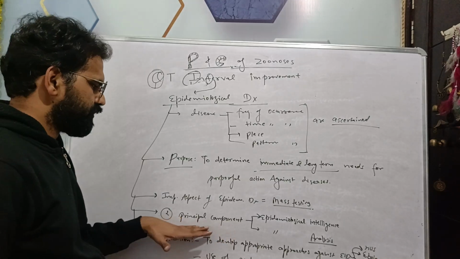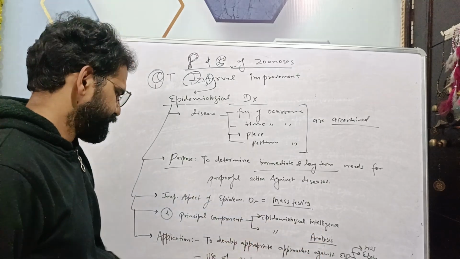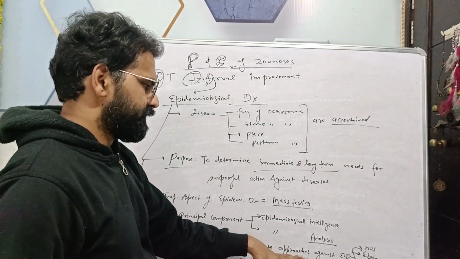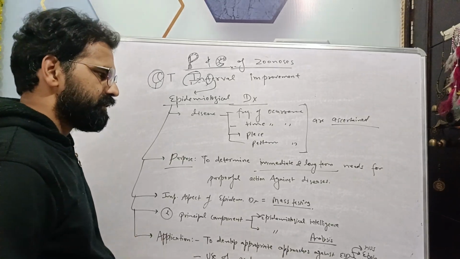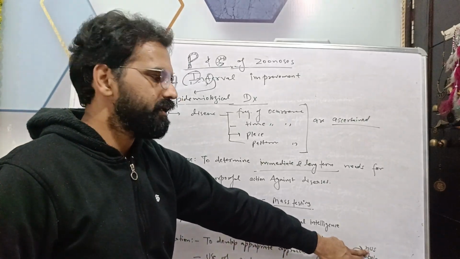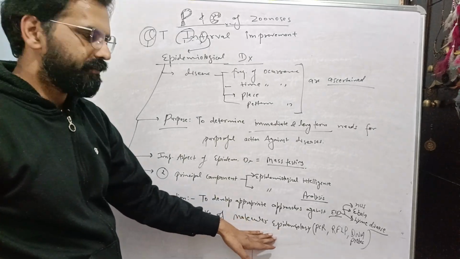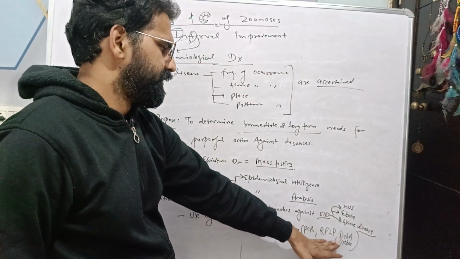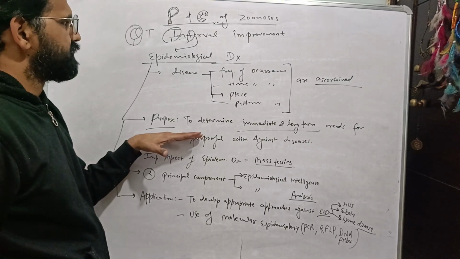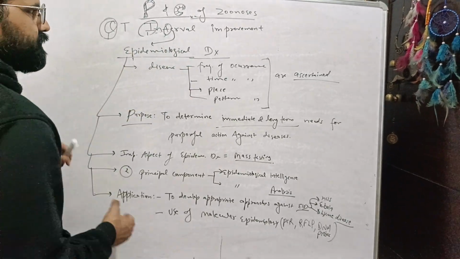Two principal components of epidemiological diagnosis are epidemiological intelligence and analysis. The use of this diagnosis is to develop appropriate approaches against emerging infectious diseases like hemolytic uremic syndrome in humans, Ebola, Lyme disease, and use of molecular techniques in epidemiology like PCR, RFLP, and DNA probes. So these are the applications of the principal components. The frequency, time, place and pattern are quantified in epidemiological diagnosis.